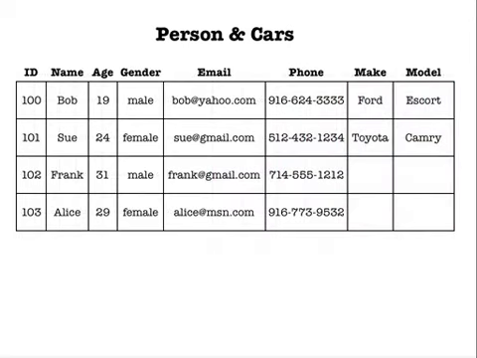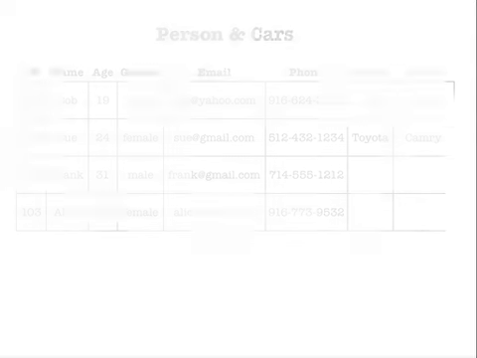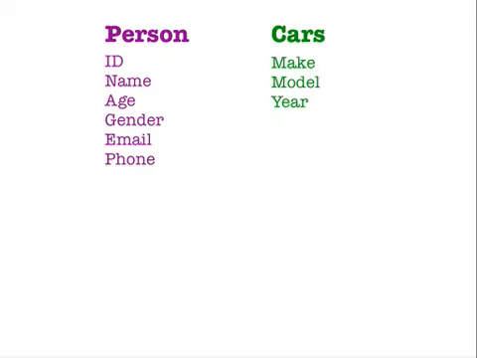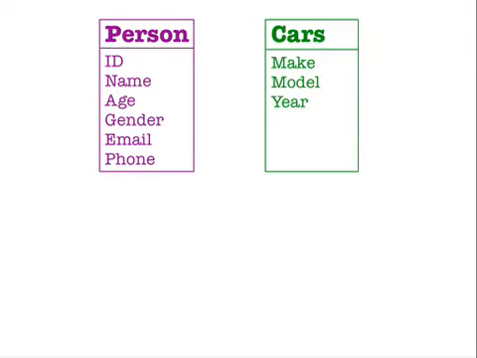Taking a step back, what we're really talking about here are 2 different things: people and cars. Cars are described by a set of attributes that are different from the set of attributes that describe people. Cars and people are really 2 separate entities. A person is described by their ID, name, age, gender, email address, and phone number. A car is described by its make, model, and year.